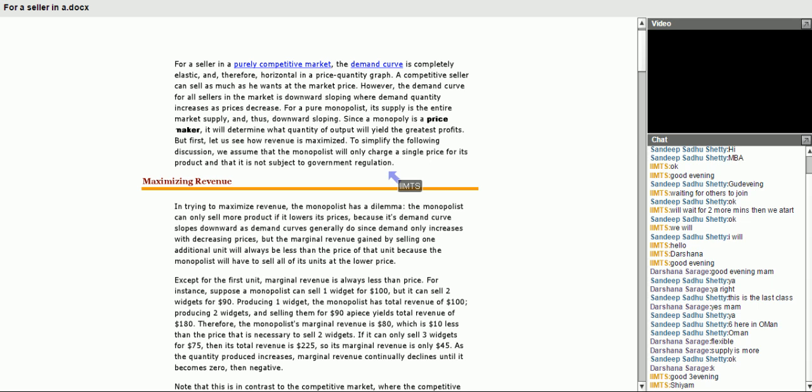Is it clear? Sandeep, Darshana, Muhammad, the plotting of that graph.